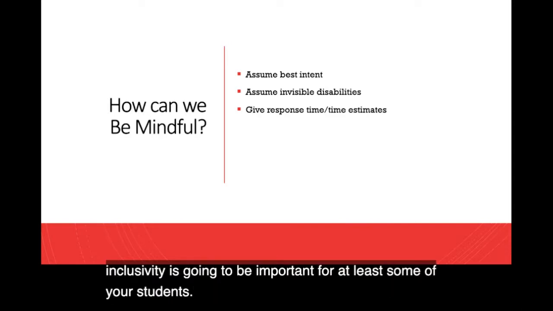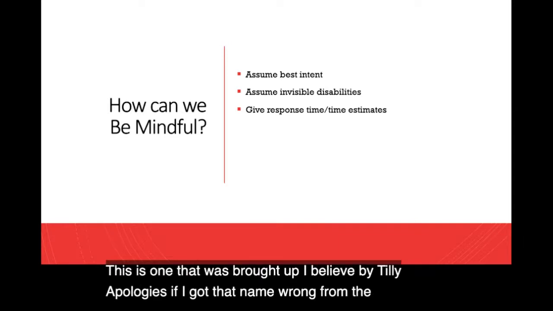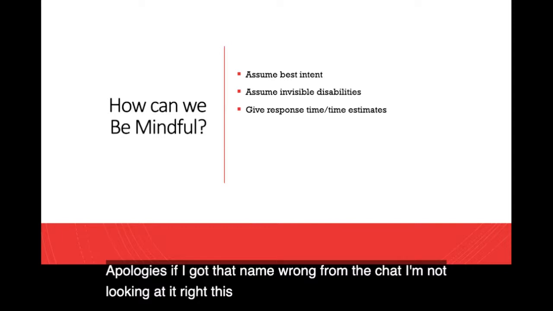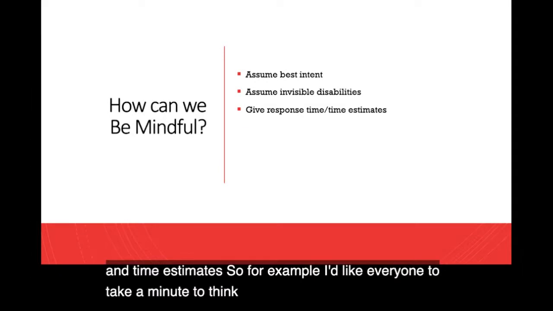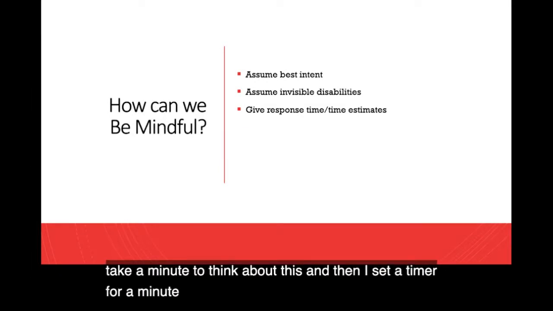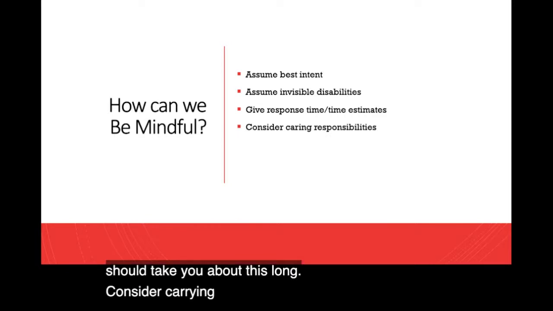This is one that was brought up, I believe, by Tilly. Apologies if I got that name wrong from the chat. I'm not looking at it right this second. But giving response times and time estimates. So for example, I'd like everyone to take a minute to think about this, and then I set a timer for a minute. Or if I'm asking someone to do a task, it should take you about this long. Consider caring responsibilities. This is really key.